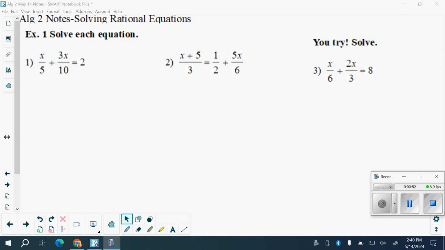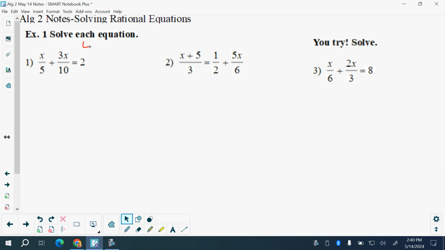Yes, common denominator. What is the common denominator? 10. So we're going to look at what we would multiply 5 by to get 10. 2. So we have to multiply the top by 2 and the bottom by 2, right? So the 3x over 10, we don't need to multiply by anything. What's the denominator assumed to be on the 2? A 1. So what do we multiply top and bottom by on that? 10. So we're going to multiply top and bottom by 10. Does that make sense?